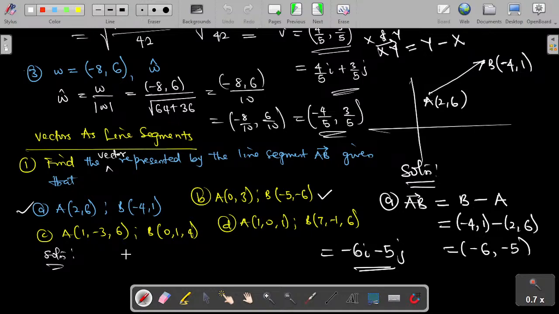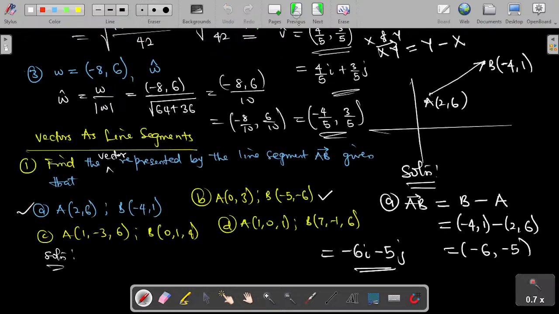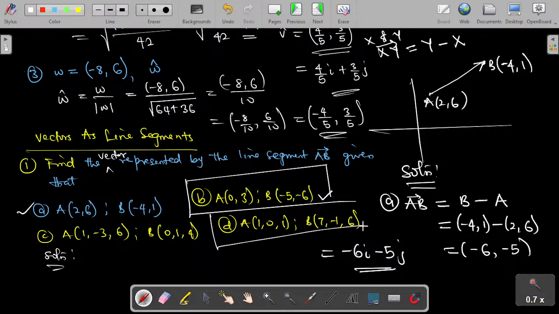B is (0, 3) minus (-5, -6). Maybe I should bring it here. A is (0, 3), while our B is (-5, -6). And then our D is (0, 1, 0) and (7, -1, 6). Okay. Sorry about that, Daniel. See it here. This is our B. And then this is our D.